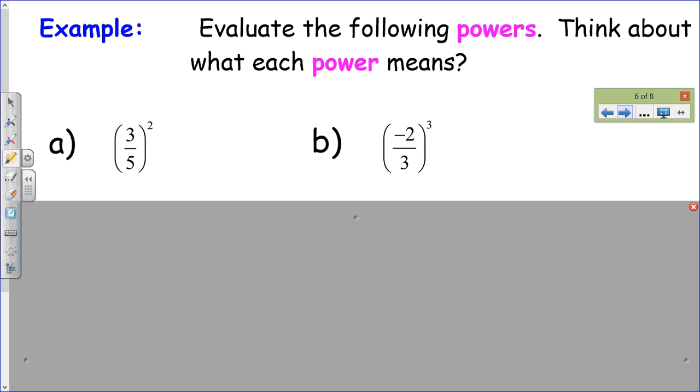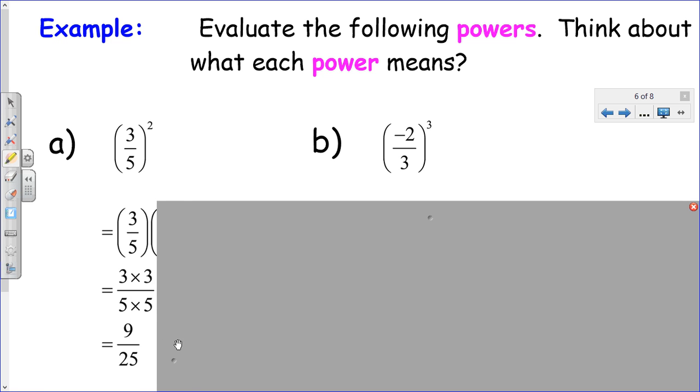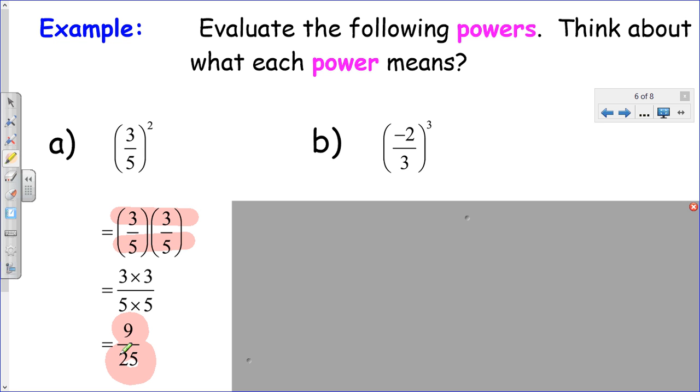These are powers that have fractions as their base, or rational bases, because in part B, we've got some positives and negatives. So 3 over 5 squared really means 3 over 5 times 3 over 5, which if we look at that, we're going to take our numerators and multiply them, and we're going to multiply our denominators. And 3 times 3 gives me 9, 5 times 5 is 25.